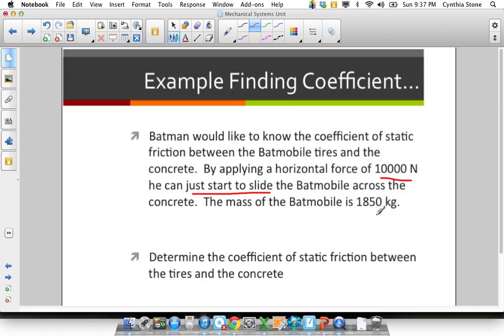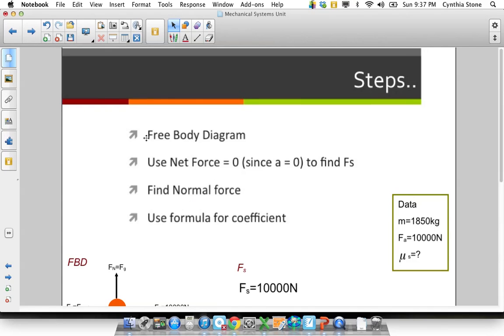Okay? We know the mass of the Batmobile, and so it's asking for the coefficient. The steps that you follow: we draw a free body diagram, we find Fs, and I told you we know that because it's going to be equal to Fa, because that's just start to slide. We need to find the normal force, and then we can use the formula for the coefficient.